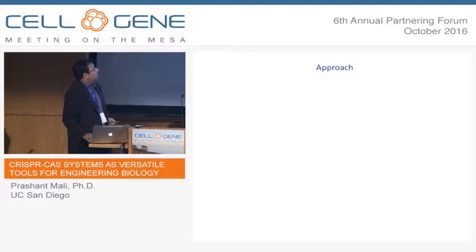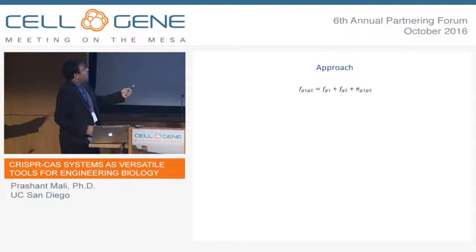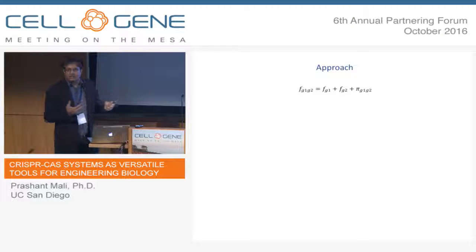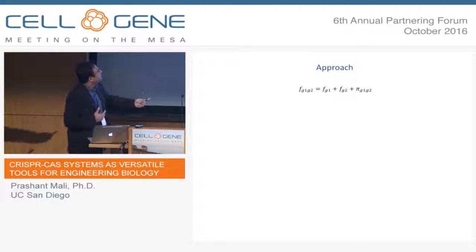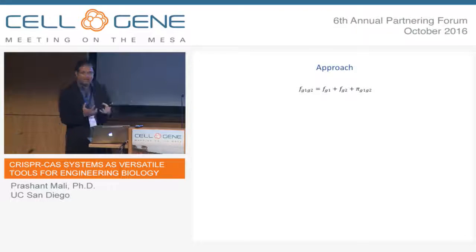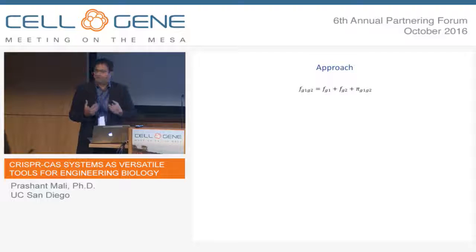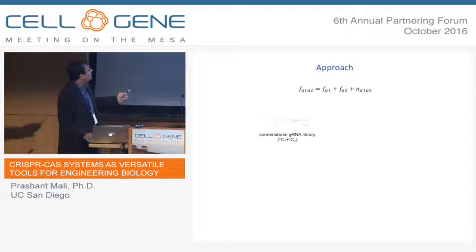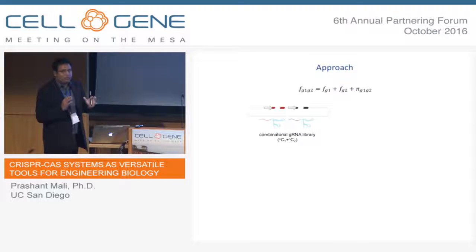So in our approach, essentially what we are really trying to do is solve this equation, where we want to compute the individual fitness effects of a particular gene, say gene 1 and gene 2, and then also evaluate the fitness effect when you perturb both of these genes simultaneously. And once we have computed these terms, then we can extract this interaction term and see how significant it is. So to do that, we took a very simple-minded approach where we took what I refer to as combinatorial libraries.